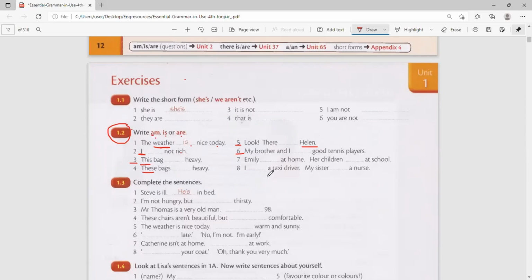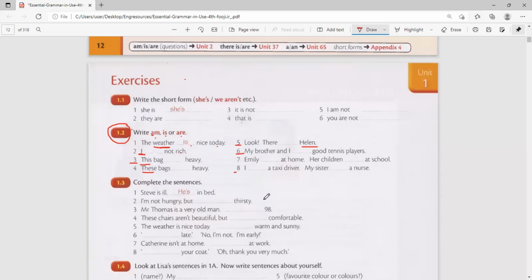Hello, unmute, just in case you're on mute. Okay. Ahmed, Emily. Emily is at home. Very good. Continue. Her children is at school. No, children is plural. Her children are at school.